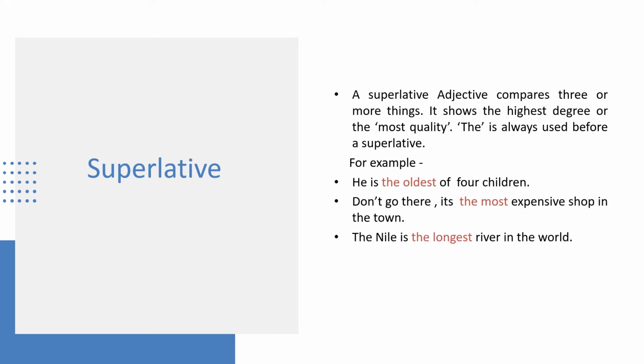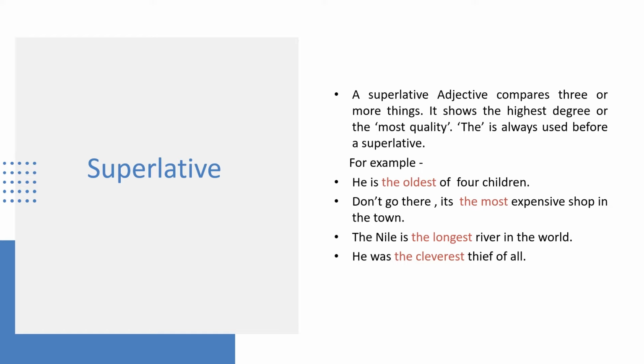The Nile is the longest river in the world. He was the cleverest thief of all. So in these examples you can see the has been used before the superlative degree of adjective. For example, in the first sentence, he is the oldest of 4 children. The has been used before the superlative oldest. In the second example, don't go there, it's the most expensive shop in the town. The has been used before the superlative most.